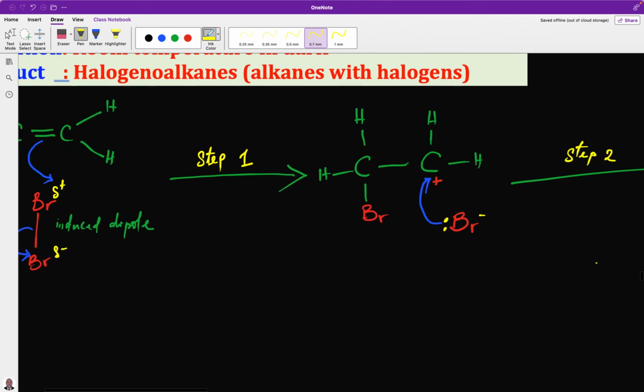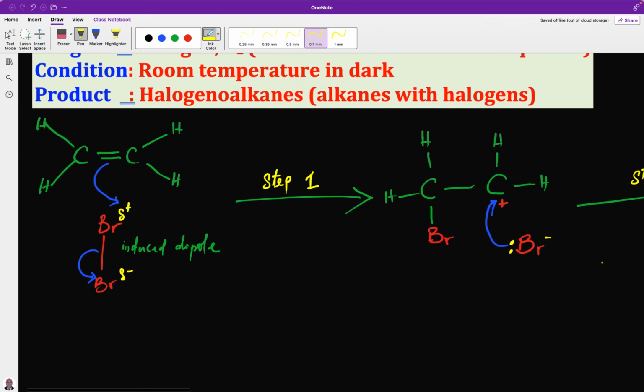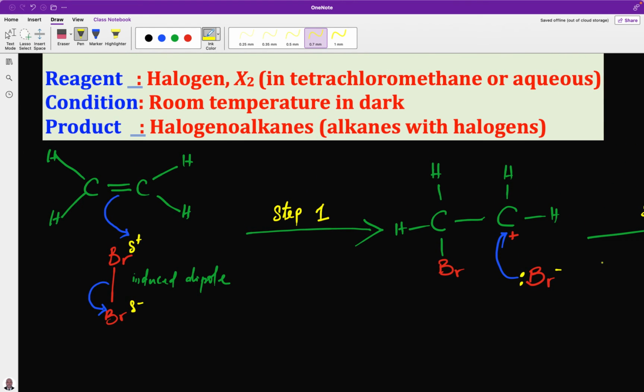Examiners might decide, as I earlier told you, to give it in this way, or they might not give the bromine molecule and ask you to show using the curly arrow what is happening. You need to know that the curly arrow moves from a lone pair of electrons to the electrophile. So you should know what is happening here. They can ask what type of fission is occurring here. Heterolytic fission.